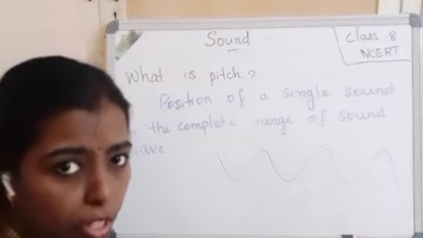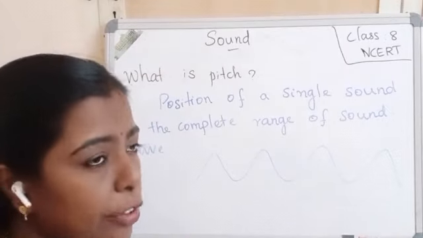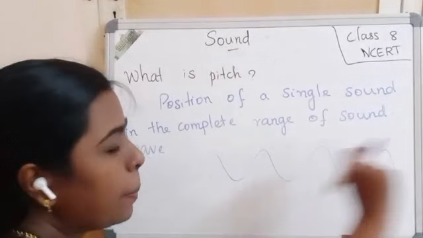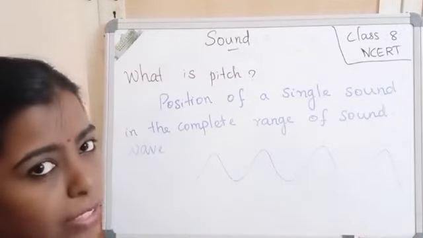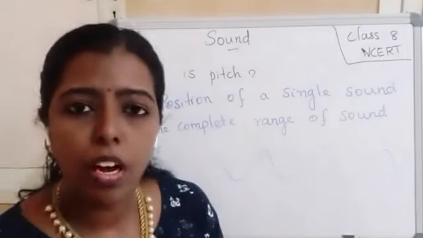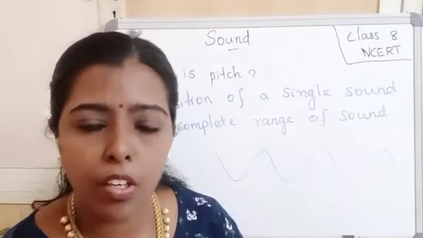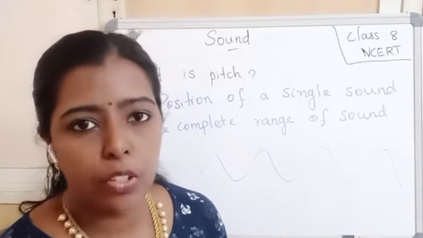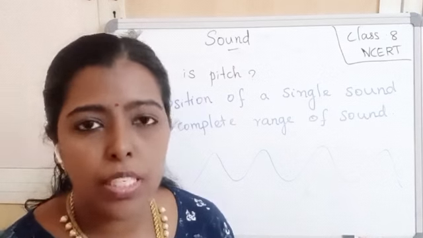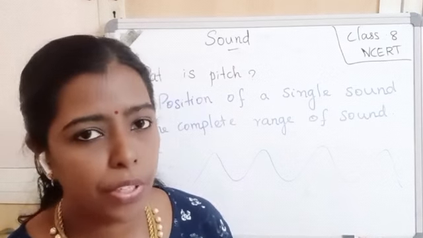So what is pitch, or how is pitch defined? Pitch is defined as the position of a single sound in the complete range of that sound wave. That is known as pitch. And sounds are higher or lower in pitch according to the frequency of that sound wave. What is frequency? The number of oscillations per second is known as frequency.